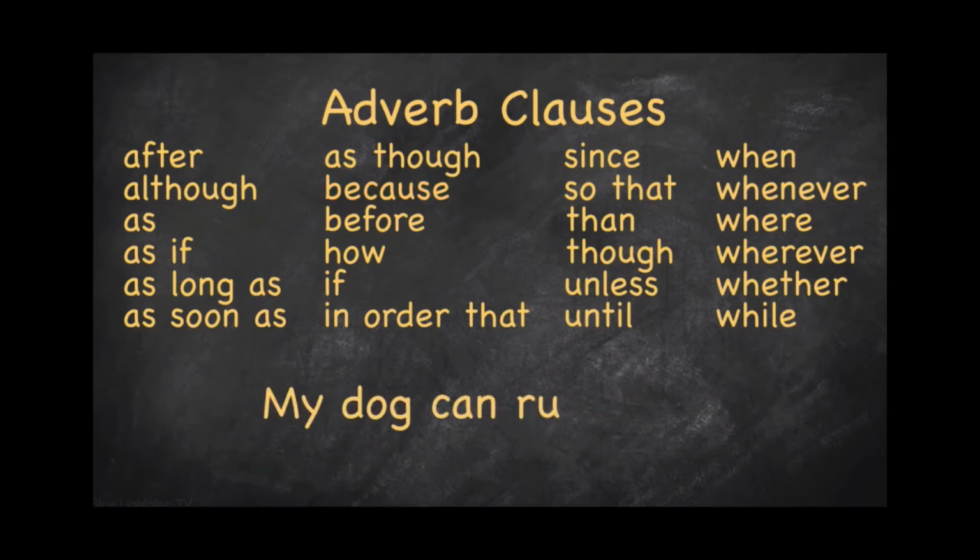My dog can run faster than I can. Than I can is an adverb clause because it has a subject and verb, begins with a subordinating conjunction than, and modifies another adverb, explaining the degree of faster. Now on to noun clauses.